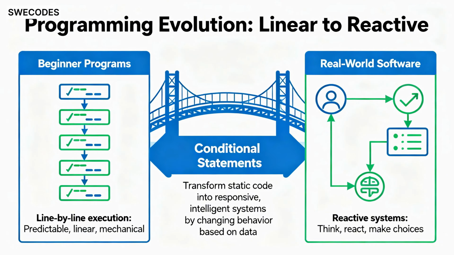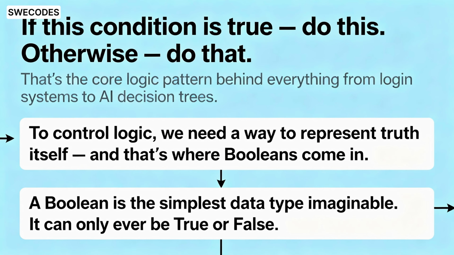But real-world software? It thinks. It reacts. It makes choices. Conditional statements make that possible. They let your program change its behavior based on data, transforming static code into responsive, intelligent systems. If this condition is true, do this. Otherwise, do that. That's the core logic pattern behind everything from login systems to AI decision trees.